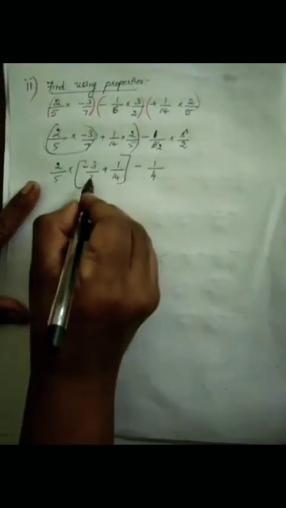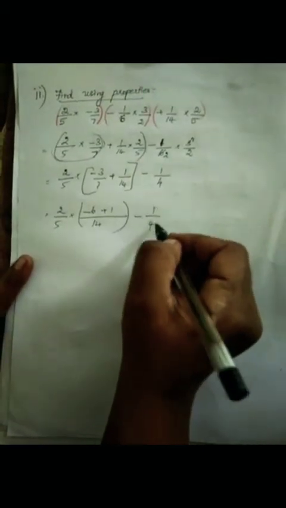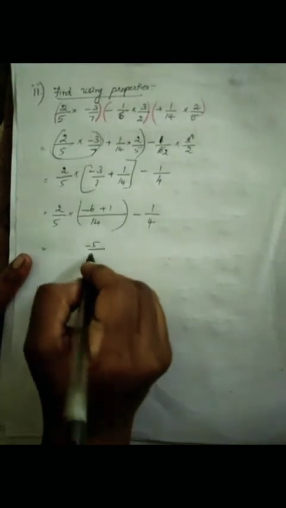Now, changing the denominators to be as the same. 2 by 5 times 14 will be the LCM. Here 7 times 2. So, here also 2 times. Minus 3 times 2 is minus 6. Plus 1 will become then minus 1 by 4. This I am not going to do anything with this. Now minus 6 plus 1 is minus 5 by 14.